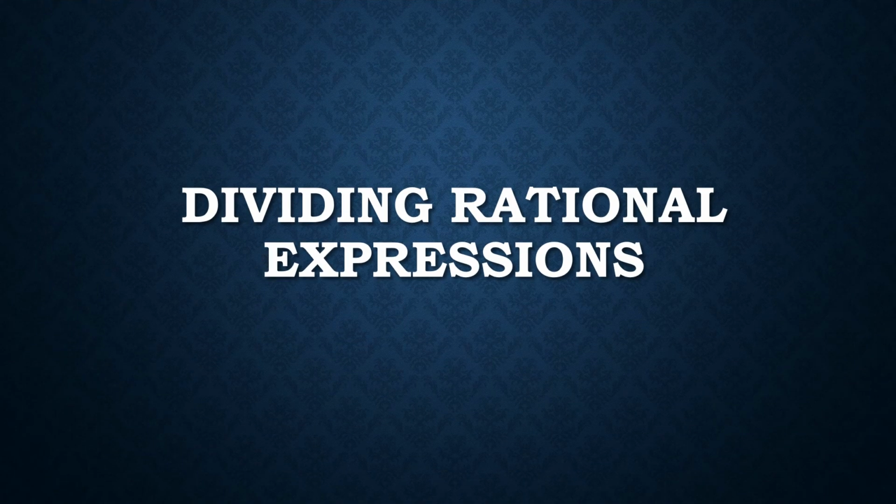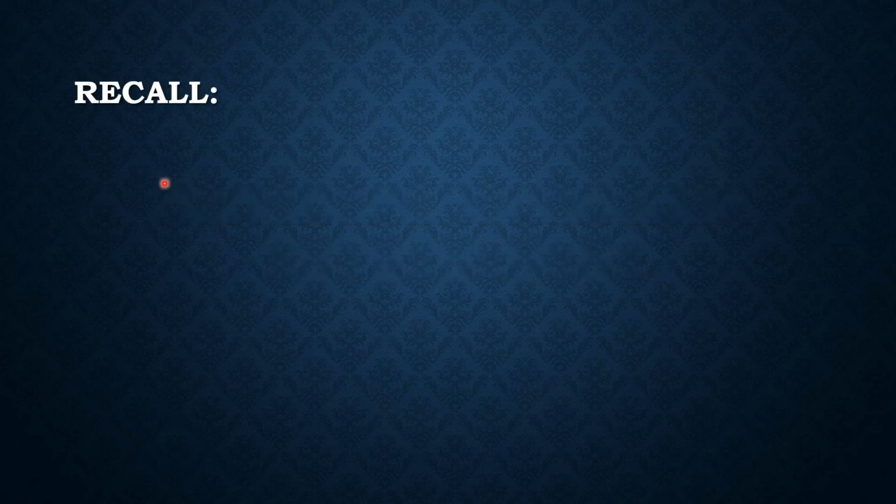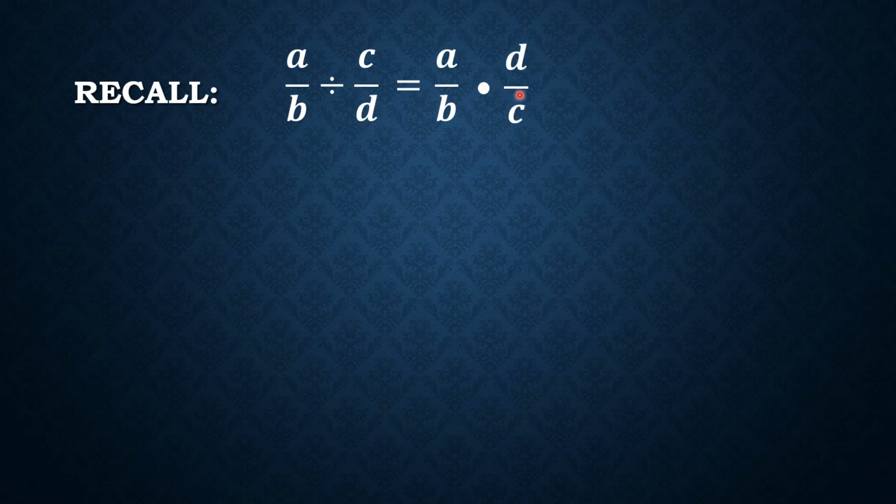In this video, let's learn the process of dividing rational expressions. First, let's recall the process of dividing two fractions, say a over b divided by c over d. First, we copy the dividend, we change the operation to multiplication, and then we reciprocate the divisor. So we have d over c. Then we proceed by applying the rules in multiplying two fractions.